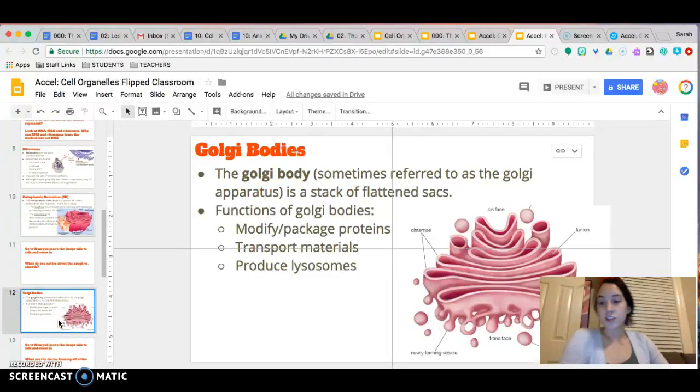All right, next is Golgi bodies. So Golgi bodies are fairly interesting. They are a stack of flattened sacs. That is the best way to describe them. And they have three main functions. They modify and package proteins, they transport materials, and they produce lysosomes. And lysosomes are extremely, extremely important, and we're going to talk about those a little bit more.